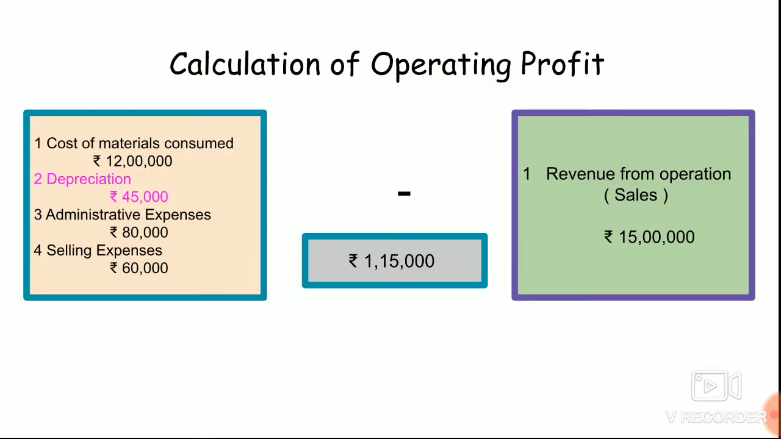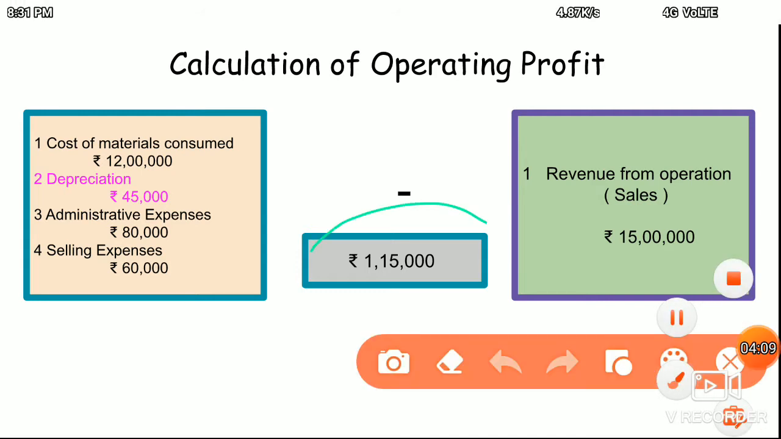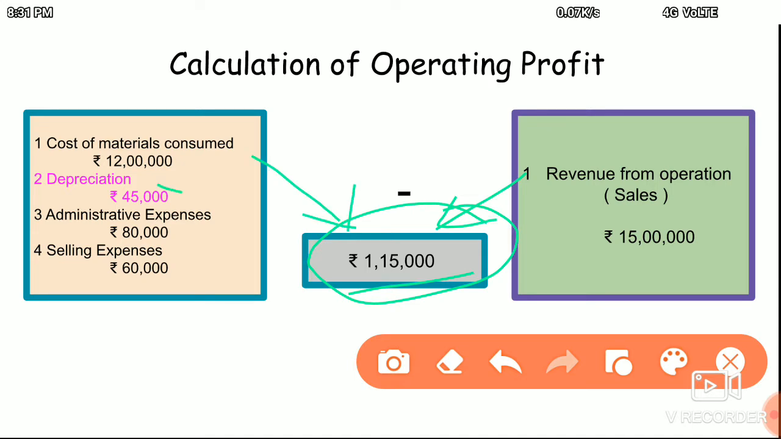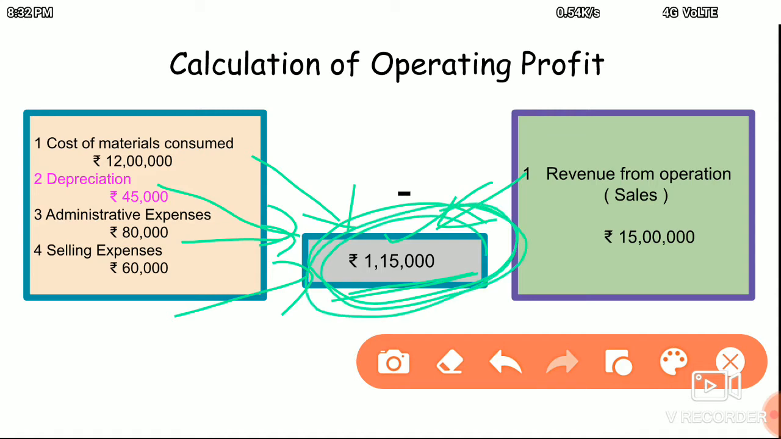In the indirect way, we simply adjust the net profit. To make you understand, first of all we have to understand that this net profit of 1,15,000 is an effect of the revenue from operation and all the expenses which have been deducted from the revenue. So this profit has come from the total expenses which were deducted from the total revenues. Each and every item has an effect on this net profit. Now, in order to calculate the operating profit, we will just adjust this net profit of 1,15,000.